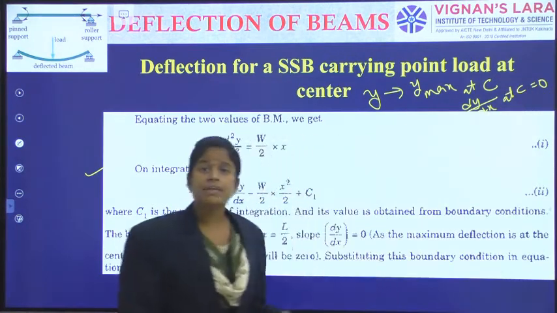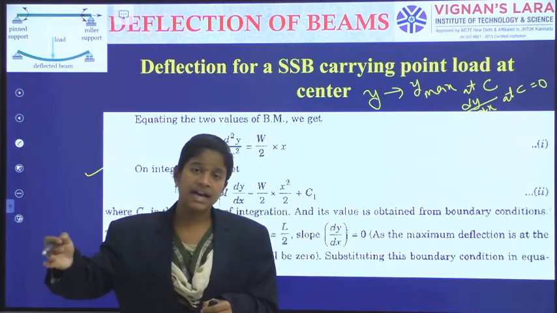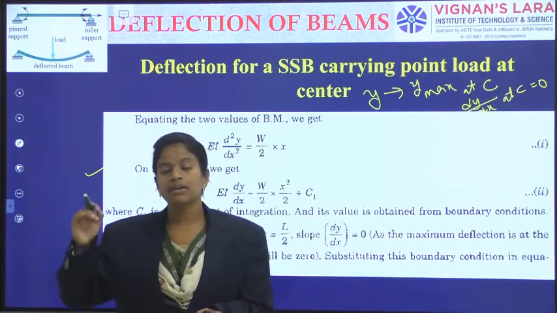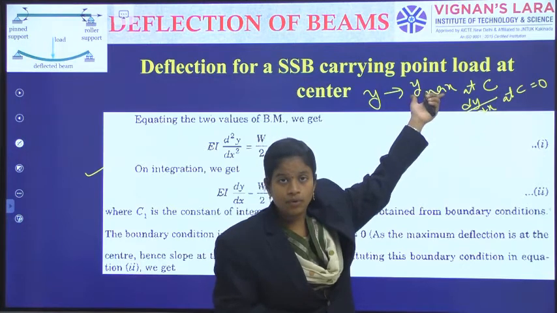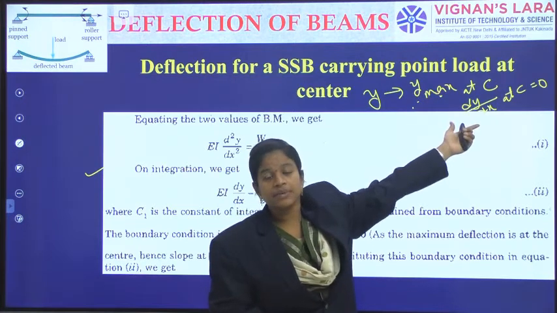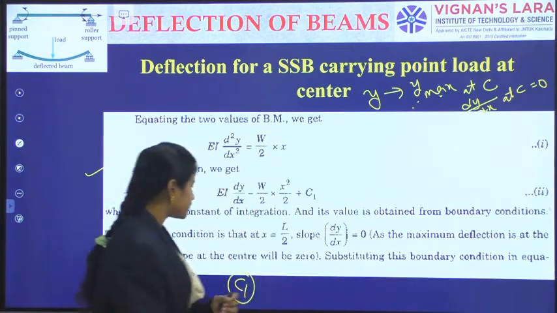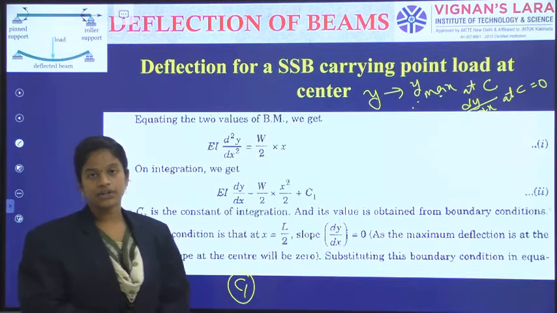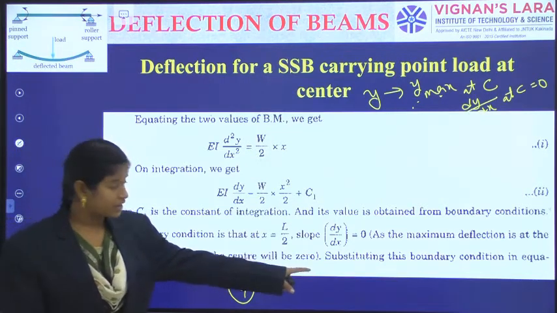This is the basic mathematical condition: when any function becomes maximum at some point, its derivative at that point will be equal to 0. That is dy by dx. So as X is equal to L by 2, slope dy by dx is equal to 0. As the maximum deflection is at the center, the slope at the center will be equal to 0.